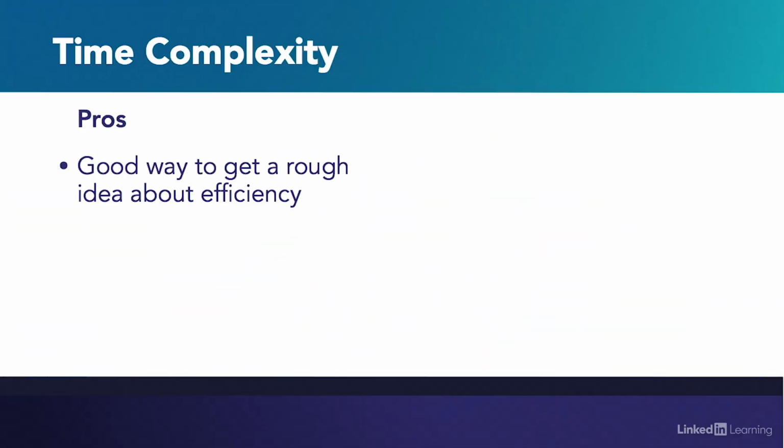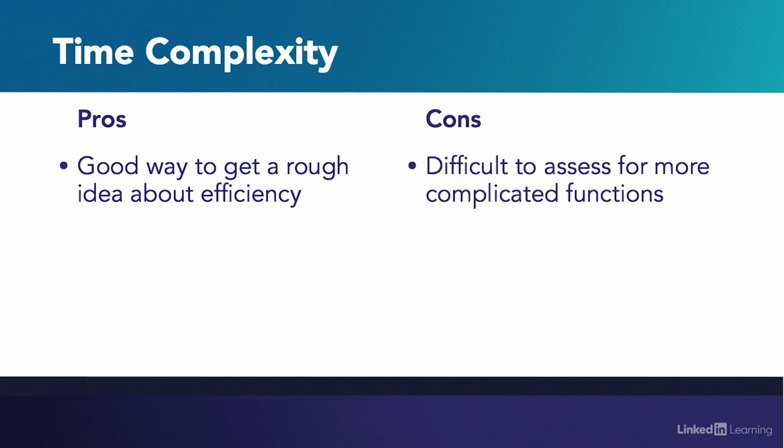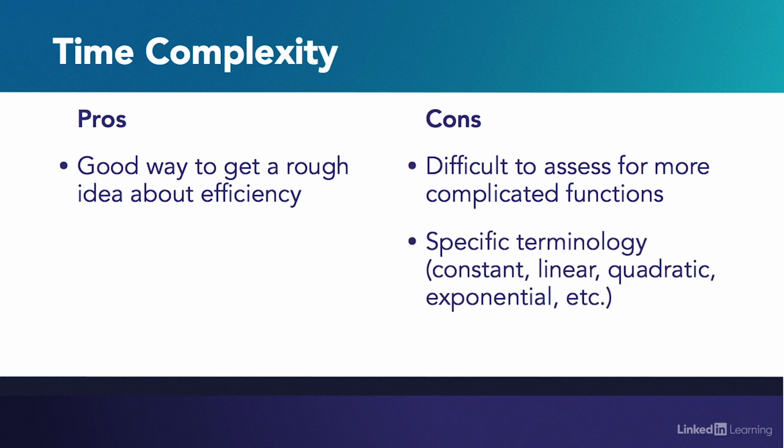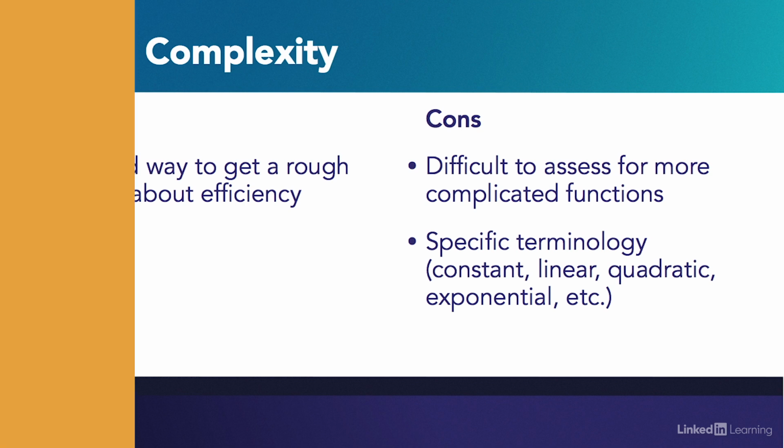Time complexity is a really convenient way to get a rough idea about the efficiency of a particular function. However, it's hard to know which time complexity a more complicated function might belong to. For example, what if we combine two or more functions together and made a new function? What time complexity would that function have? It's also a somewhat awkward way to describe the efficiency because we need to remember to use different words for different complexities, such as constant, linear, quadratic, and so on.